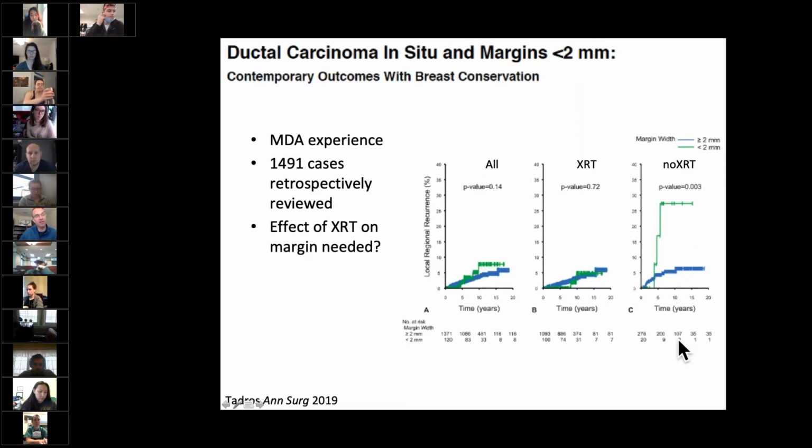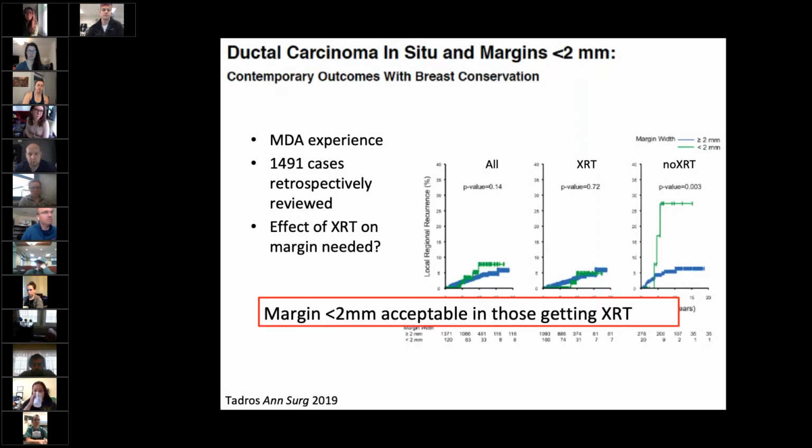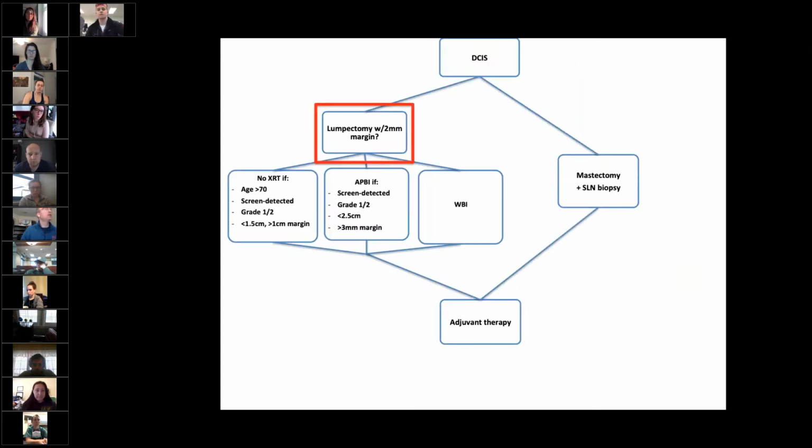Now, granted, this is based on very small numbers, but if you're not going to give radiation, you need to get a wider margin. If you are going to give radiation, you probably don't need that larger than 2 millimeter margin. But I will say that it's very confusing right now because the guidelines still say greater than 2. Okay, so lumpectomy with 2 millimeter margins, that's going to be your board answer. I put a question mark after it because I don't really know that it makes that much difference.